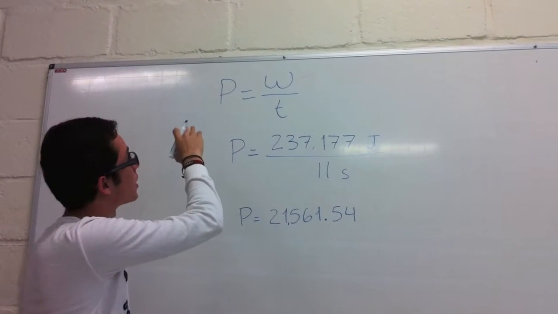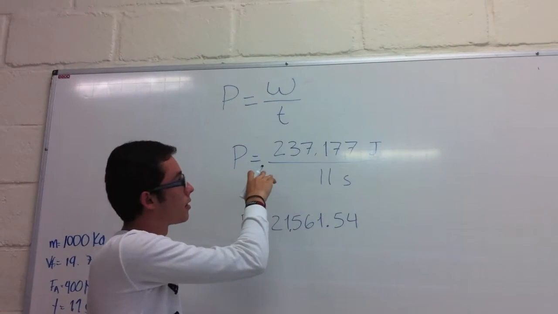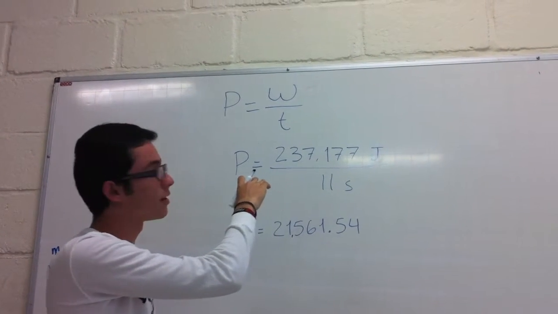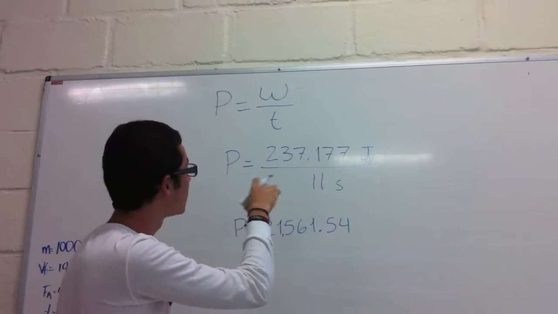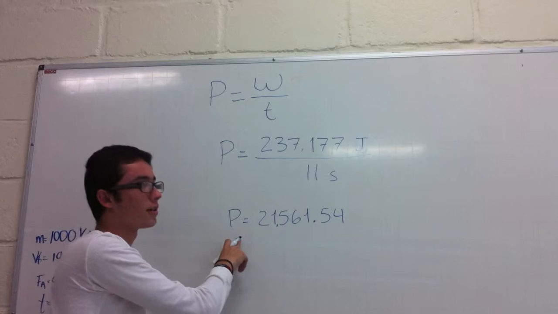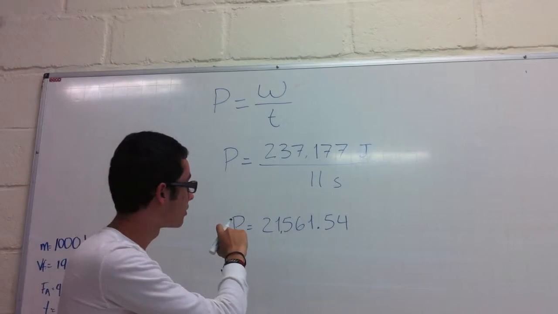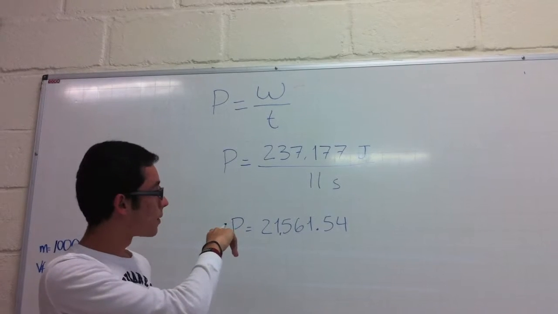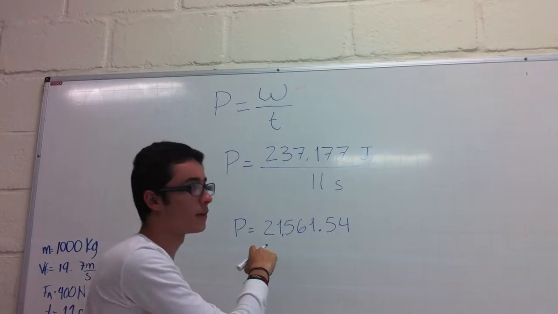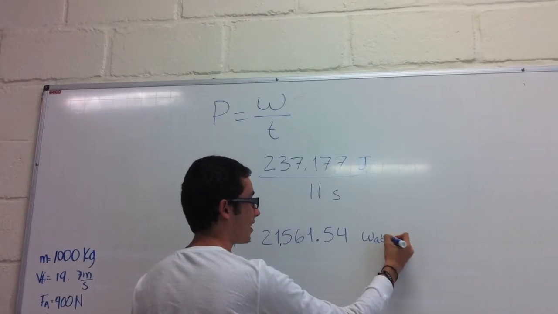So we can use the formula power equals work over time. So substituted is 237,177 joules over 11 seconds, and the result is this: power is equal to 21,561.454 watts. That will be the answer for our A question.